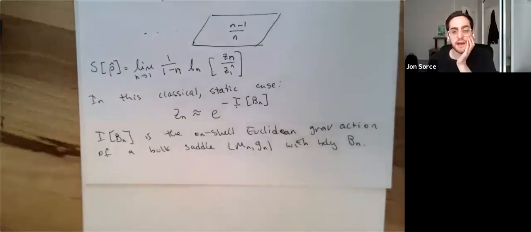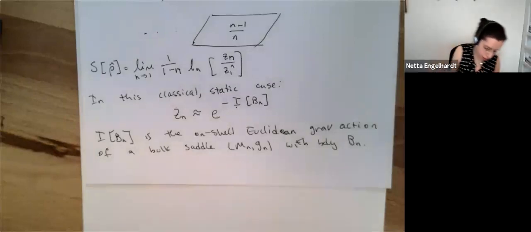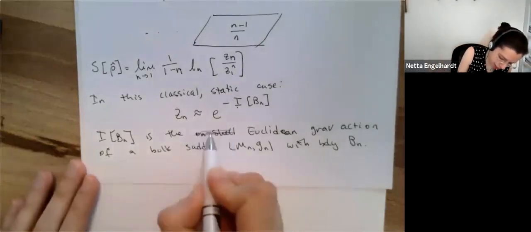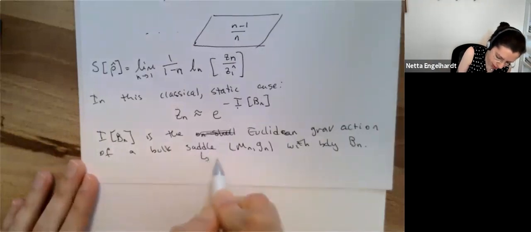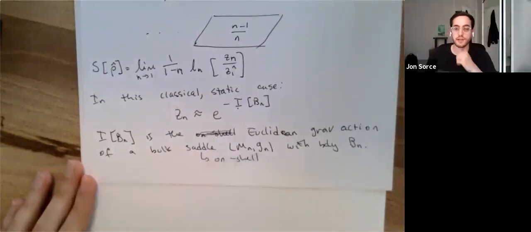Is the adjective on-shell describing the action, is that supposed to communicate something more than the fact that it's a bulk saddle? No, I should have really just said this is the Euclidean action for a bulk saddle, meaning on-shell. I see. Yeah.